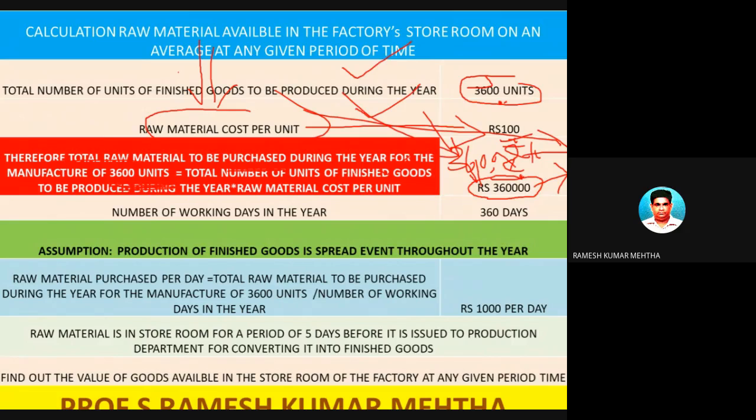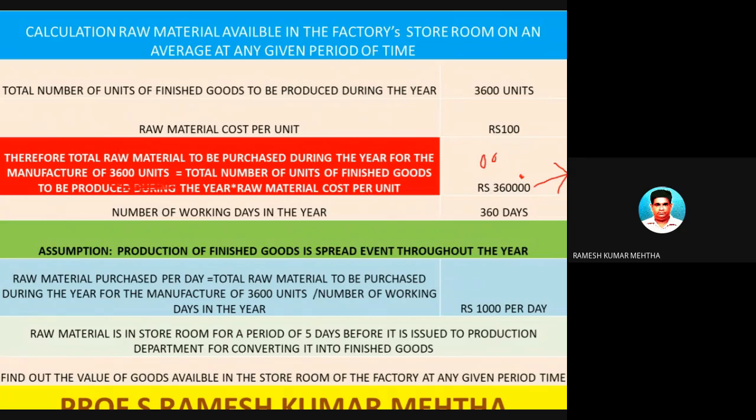Number four, number of working days in a year. I am assuming that there are certain working days in the year and there will be some holidays also. In this case, the number of working days in a year are 360 and 5 days go into holidays. Hope this is also clear. And I am assuming that the production of finished goods is spread evenly throughout the year.